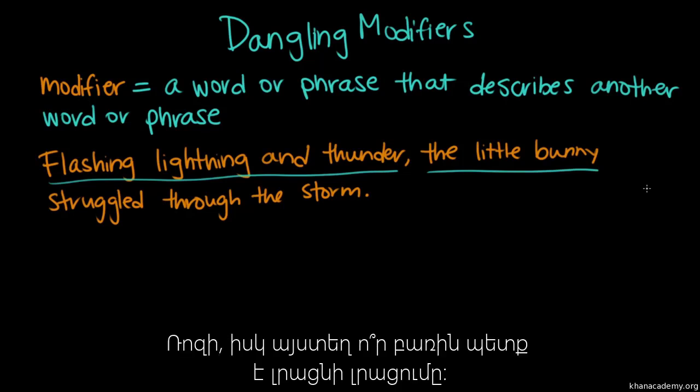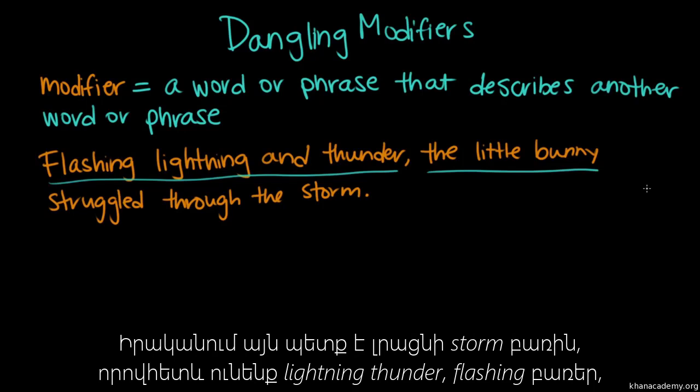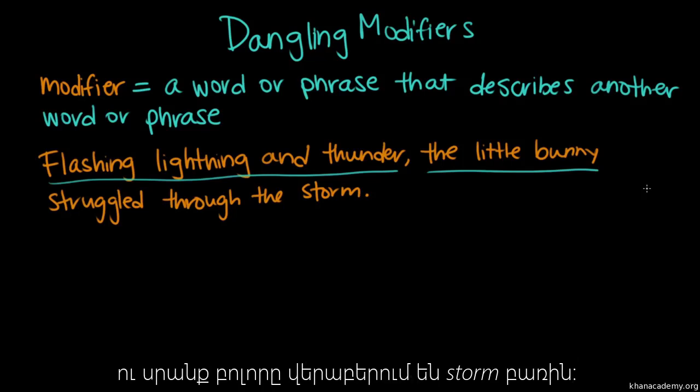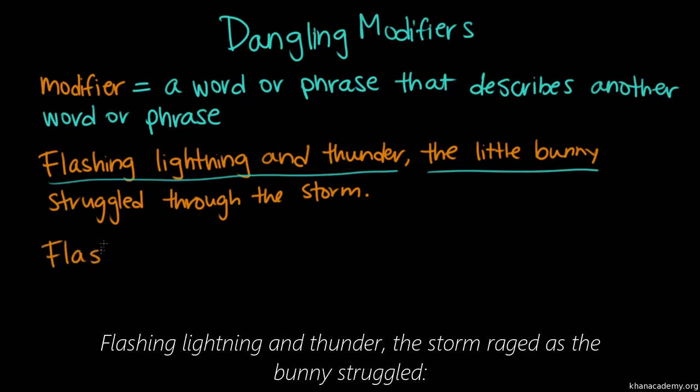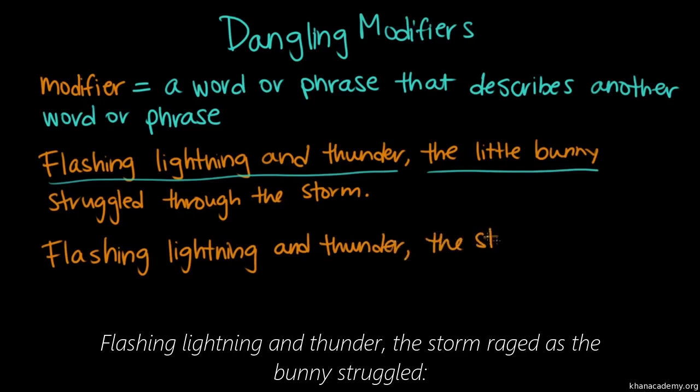Rosie, what is this modifier actually supposed to be modifying? So the modifier is actually supposed to be modifying the storm, because we've got lightning and thunder flashing, all of those things describe the storm. Right, okay. So we're really not supposed to have a dangling modifier like this, so we need to fix this sentence. "Flashing lightning and thunder, the storm raged as the bunny struggled."